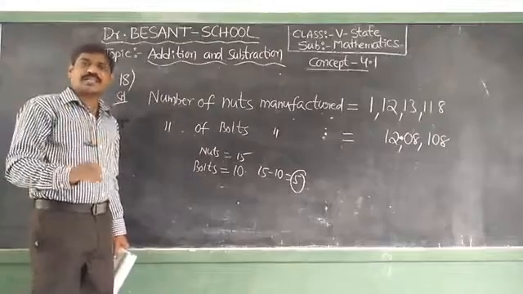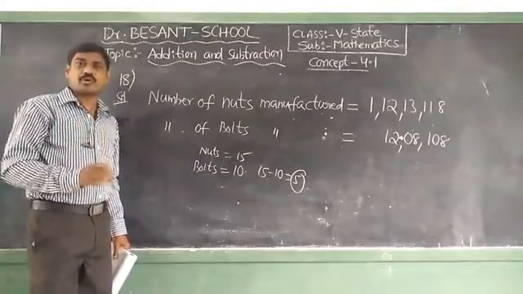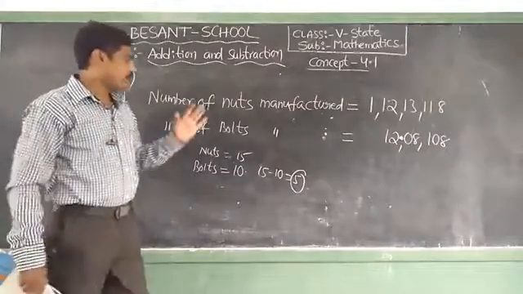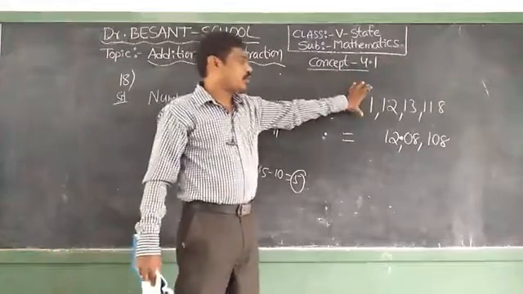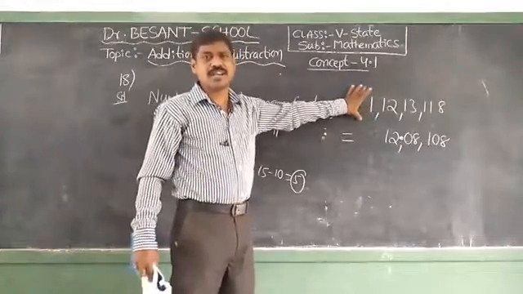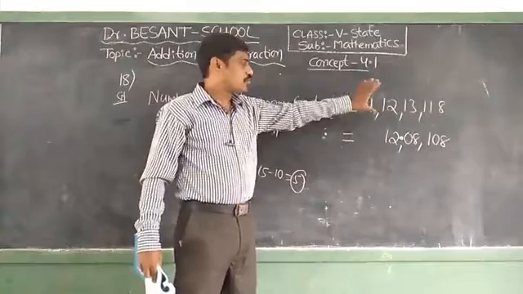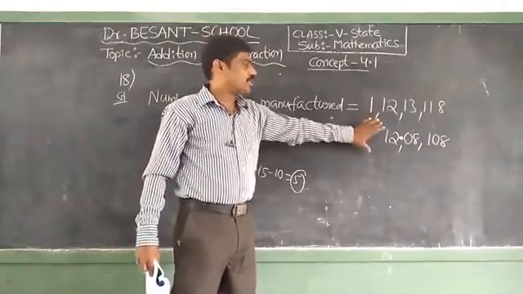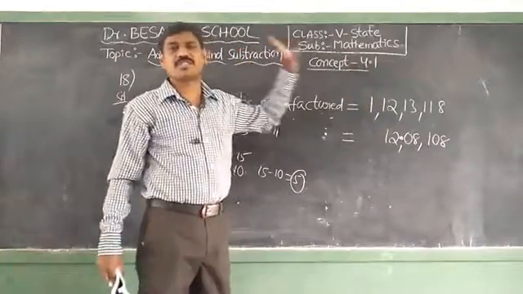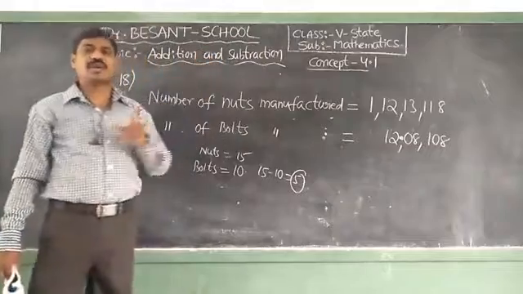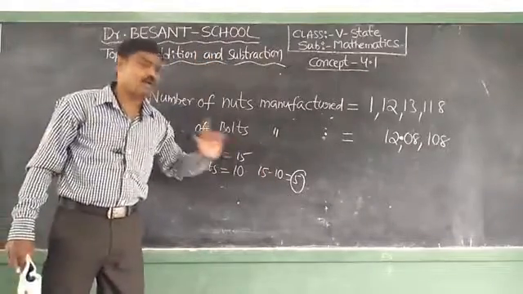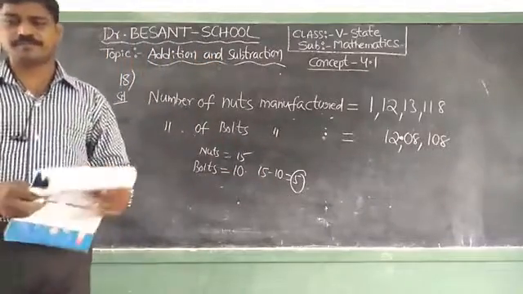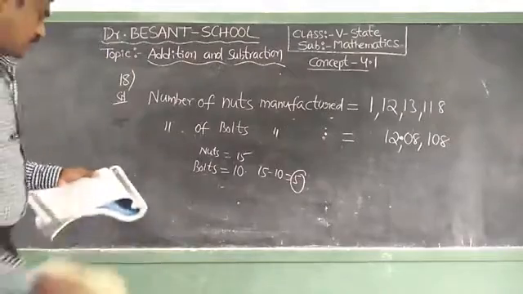So in this way, what we have to do? We have to subtract the smaller number from the bigger number. This is the larger number, this is the smaller number. So we have to subtract this number from this first larger number. Okay, so subtraction we have to do. Okay, next.